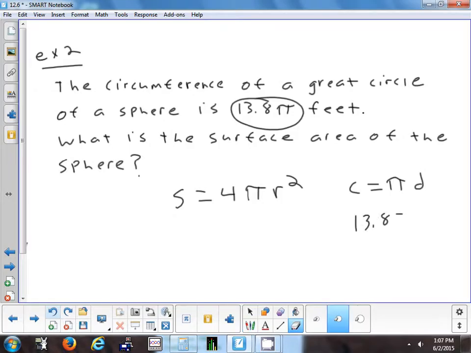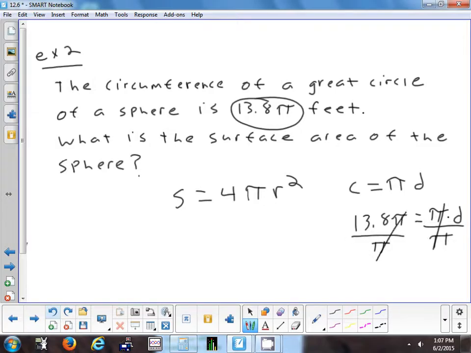What other formula would be helpful to use here? Not the area of a circle, but the circumference of a circle. Okay, circumference of a circle is pi times diameter. Well, we know the circumference of the great circle. It's 13.8 times pi. Don't even do pi out, just leave it, because watch what's going to happen.